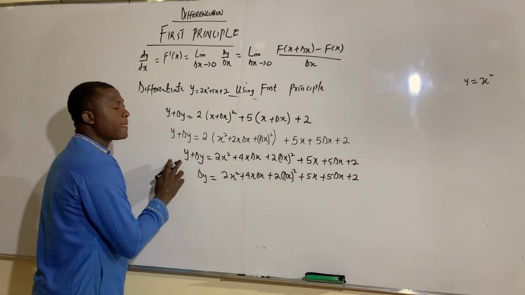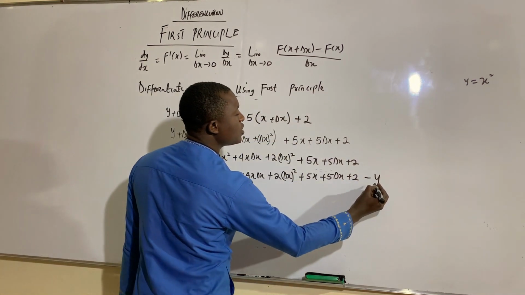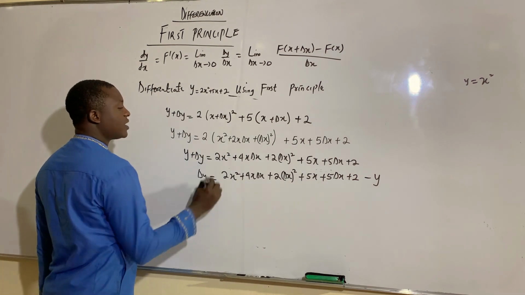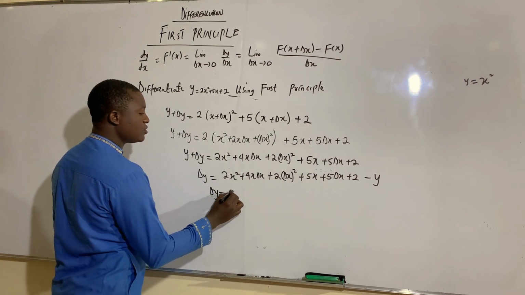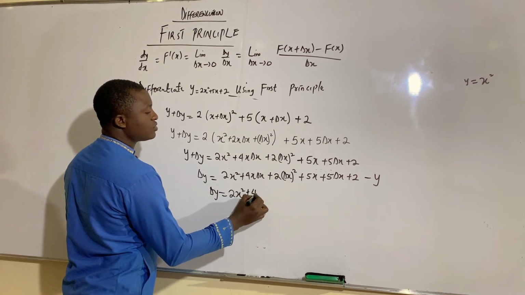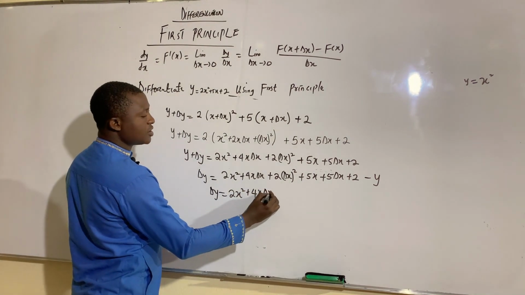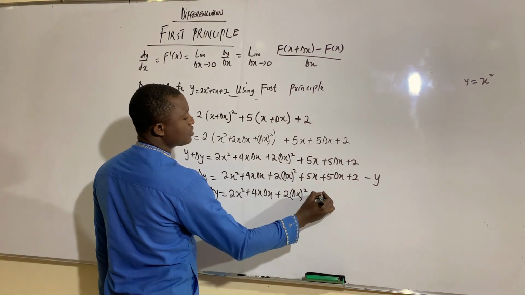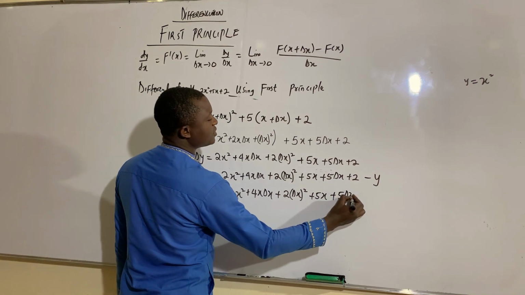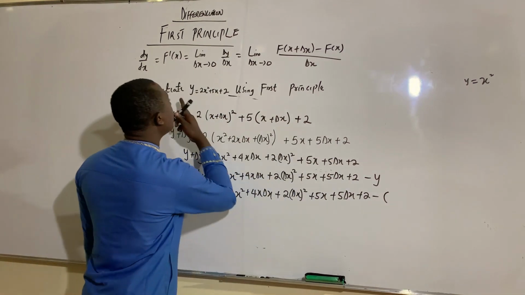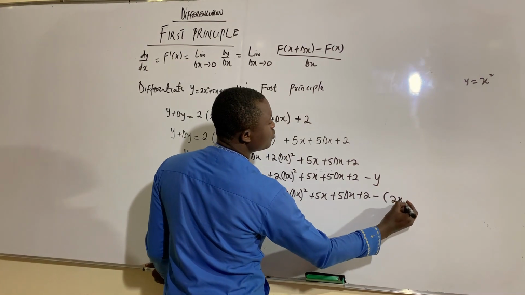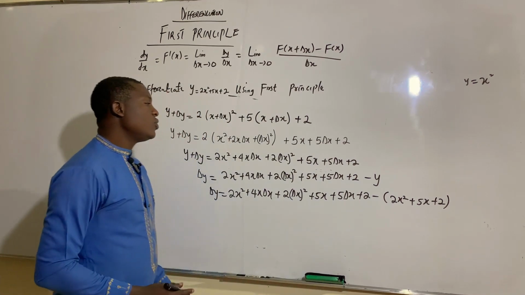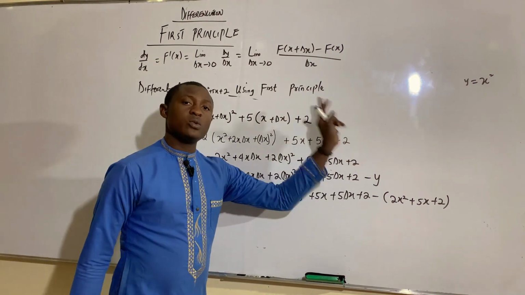So this is plus y. When the plus y comes here, of course, we are going to have minus y. And from here, we have our y to be this. I can replace that one. That's how we have changing y is equal to 2x squared plus 4x changing x plus 2 changing x all squared plus 5x plus 5 changing x plus 2 minus, so this is our y. Our y is nothing but 2x squared plus 5x then plus 2. You can see we just replace our y with the value we are given from the problem.